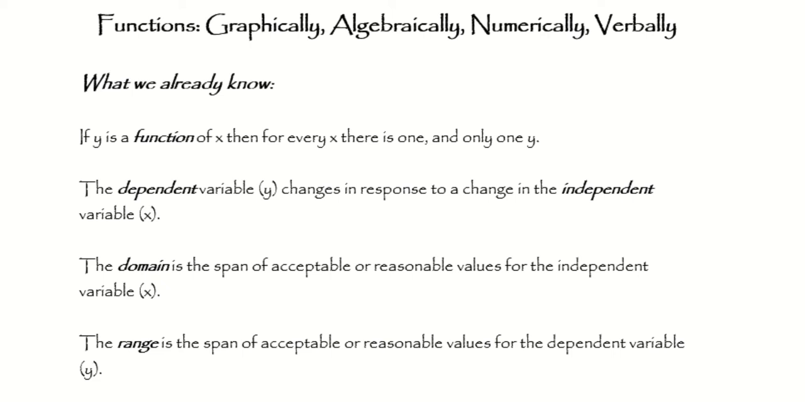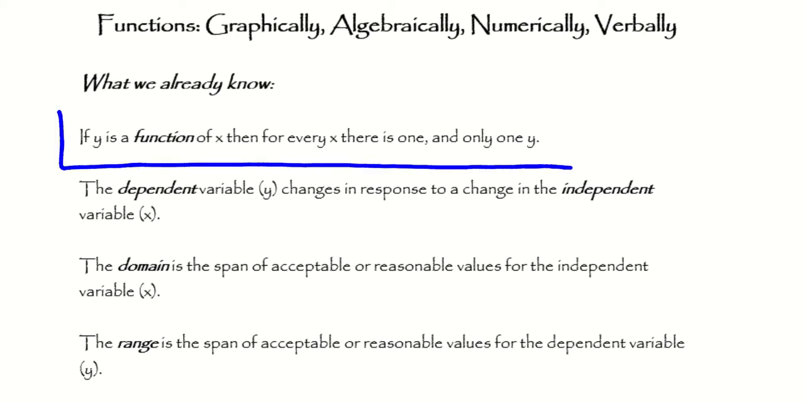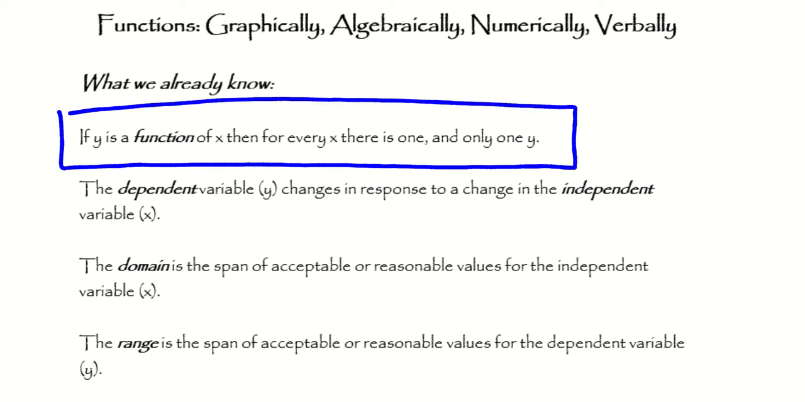Let's start with the definition of a function. If y is a function of x, then for every x, there is one and only one y. A function is a special type of relation. A relation is any pairing of 2 variables.